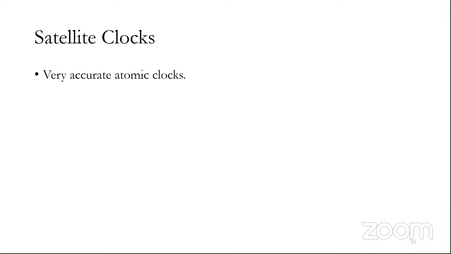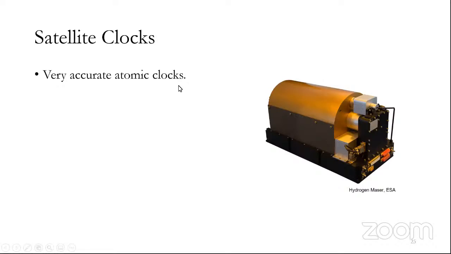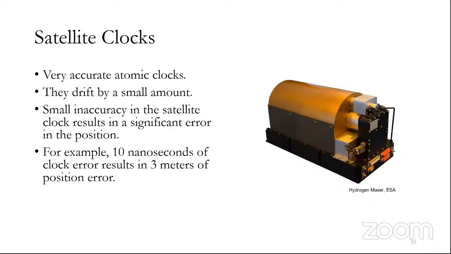GNSS satellites have very accurate atomic clocks. That is because time in GNSS satellites has to be very, very accurate for the user to find their position accurately. And therefore they use something like this hydrogen maser, similar to what is used in Galileo satellites. And the thing is that these atomic clocks drift by a very, very small amount every now and then. But even this small amount can cause significant inaccuracies in finding the user's position. For example, 10 nanoseconds of clock errors results in 3 meters of position errors.